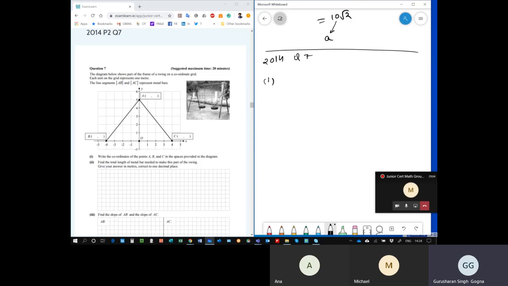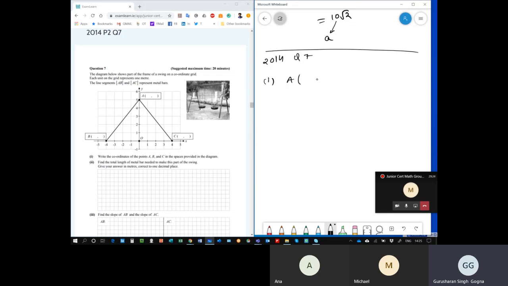Line segment AB and AC represent metal bars. They are metal bars. So you can see the metal bars on the swing at the end. So that is what they are drawing here. Now, first question is straightforward. Write the coordinates of A, B, C.